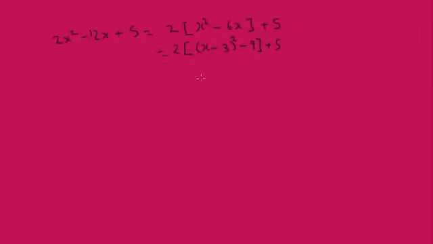plus 5. So it's going to be 2 times x minus 3 squared. Now this 2 has to still be multiplied by the minus 9, so it will be minus 18 plus 5, which is 2 times x minus 3 squared, minus 13. And there we go. We can also use an algebraic term method for solving quadratic equations through completing the square, and I'll show you what we mean by that.